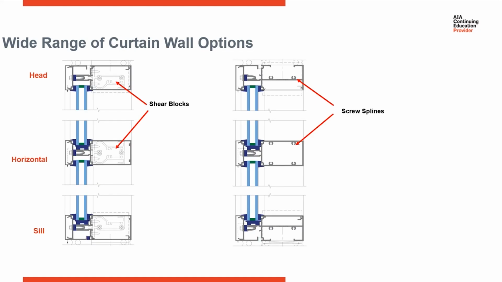Looking at the horizontal construction of a current wall, there are two different options. For a stick system, you'll use shear blocks, which are attached directly to the vertical mullions, and then the horizontal pieces are slid over them and attached with screws to the shear blocks. For a semi-unitized or unitized system, you take advantage of screw splines instead, where there are no shear blocks and the horizontal pieces are attached directly to the vertical mullions by screws attaching to the screw splines.